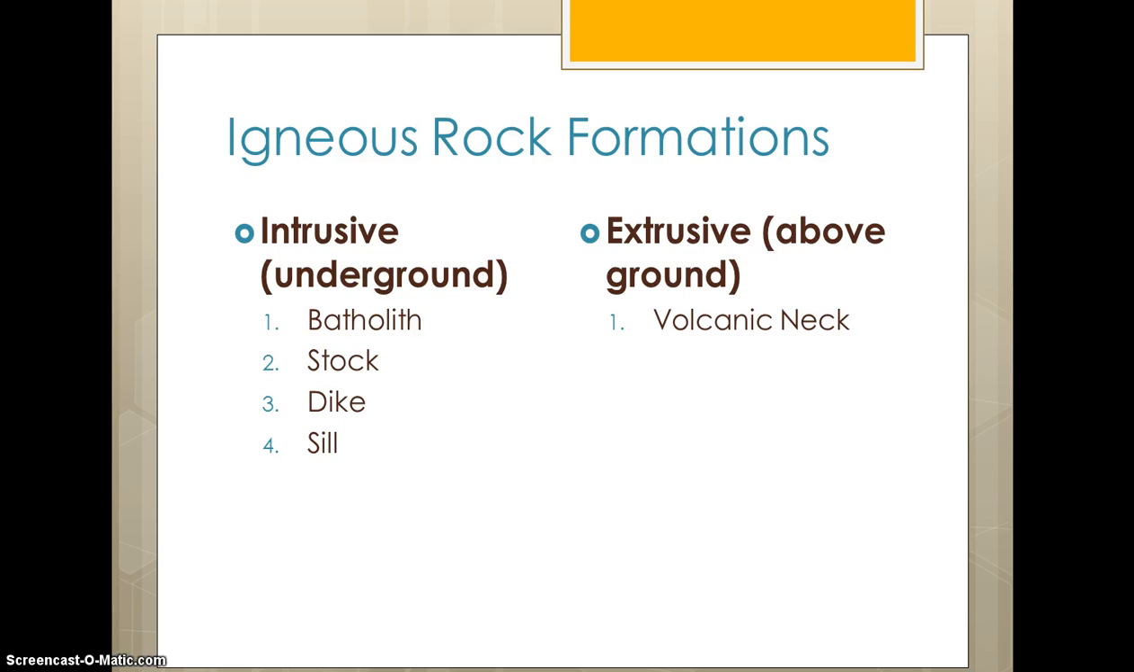So the last thing we're going to talk about here are different rock formations that we can get when the magma or the lava cools. On the left we have four different things that we get when intrusive rocks are cooled underground. Okay, so these are areas of magma that have cooled. And then on the right we have one type of extrusive formation that you get when lava cools. So we're going to look at these on the next page.